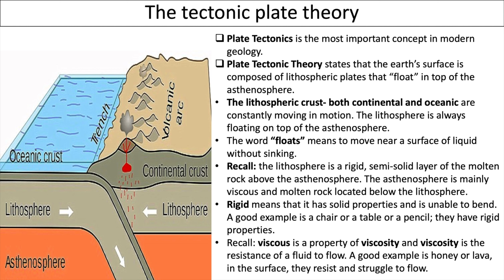Recall that the lithosphere is a rigid, semi-solid layer of rock above the asthenosphere. The asthenosphere is mainly viscous and molten rock located below the lithosphere. Rigid means that it has solid properties and is unable to bend. A good example is a chair, a table, or a pencil.